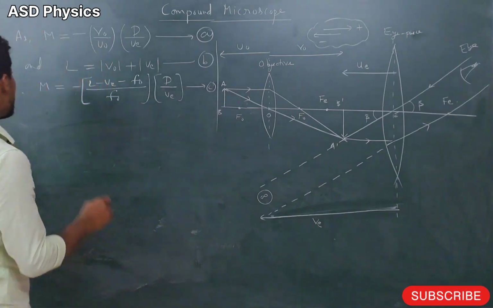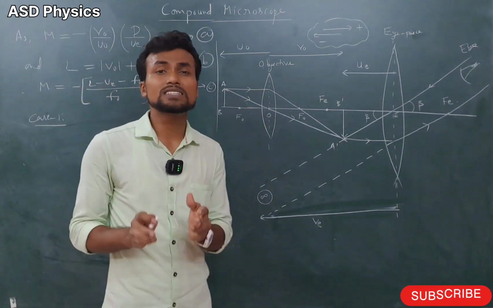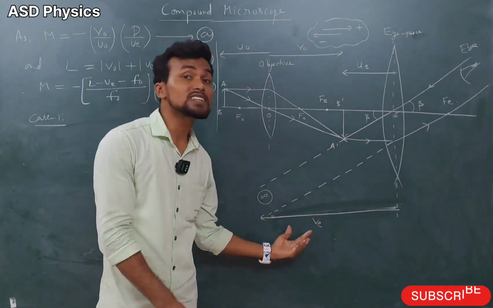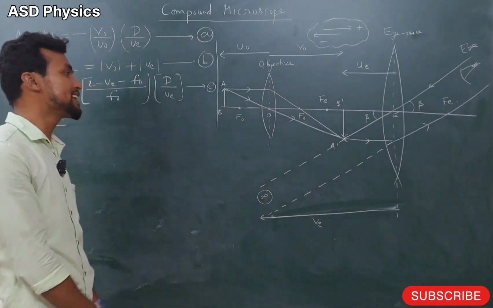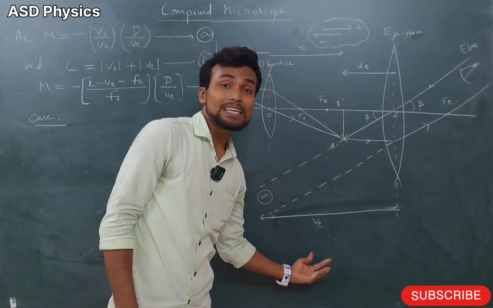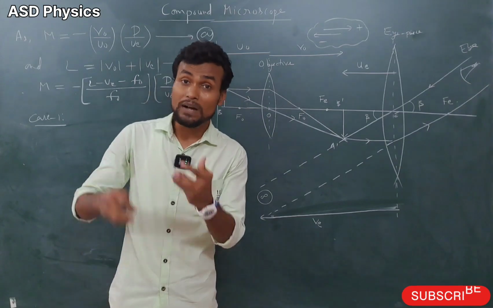We will just see that here. So my dear students, case 1. In case 1 we are going to see the minimum magnification, and this is the diagram for minimum magnification. So in case of minimum magnification, where will the final image from the eyepiece form? The final image from the eyepiece will form at infinity.